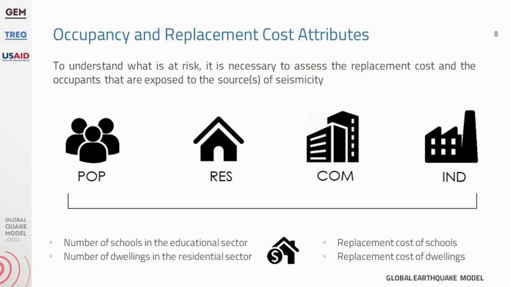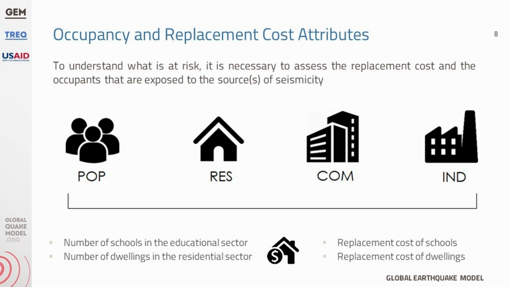Next, we have the attributes of value and occupants. To understand what the risk is, it is necessary to identify the economic value and the number of people who are exposed to the hazard. For example, if you want to perform a risk analysis for schools, it is essential to identify all the schools in the study area and how many students attend those schools, what we would call the occupancy of the assets. It is also necessary to estimate how much it would cost to repair or replace each school due to the damage. This is called the replacement value or cost, since it is the cost that the owner of the exposed asset incurs in the event of its complete loss.